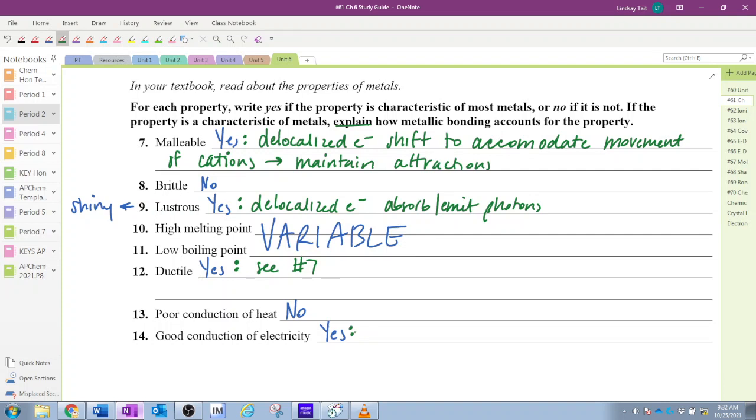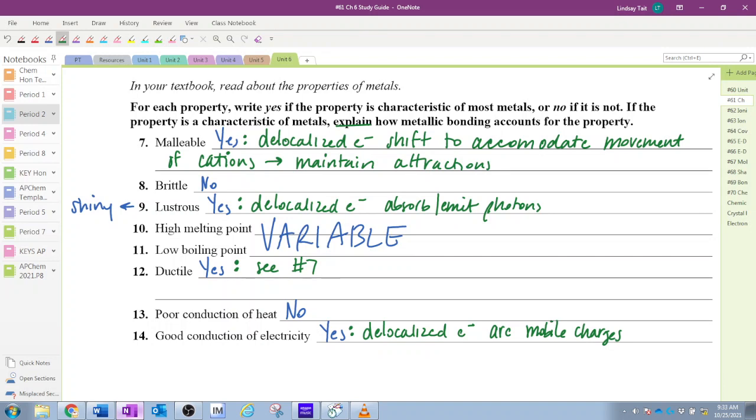What are they called? Which ones? Delocalized electrons. Guys, by definition, that's what they are. Charged particles that are moving. So absolutely, they are going to be great conductors of electricity because delocalized electrons are mobile charges. And if you have mobile charges, you can conduct a current. That's also the reason for a good conductor of heat as well, the delocalized electrons.